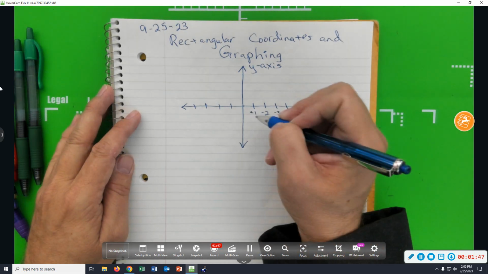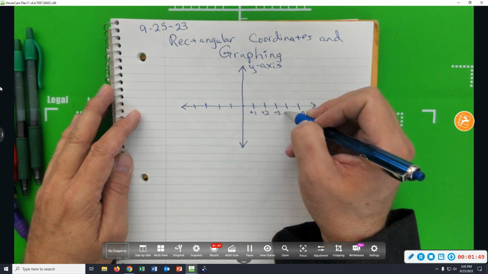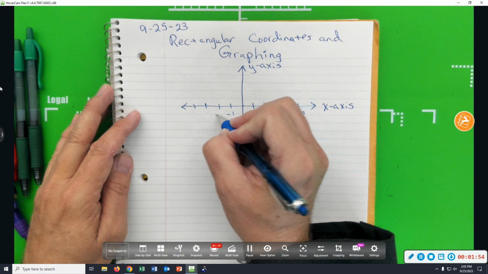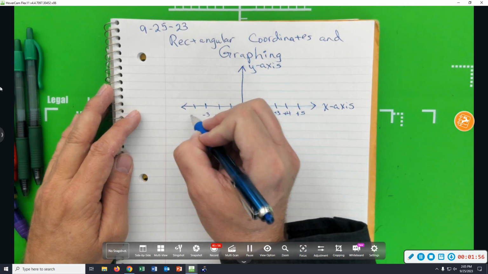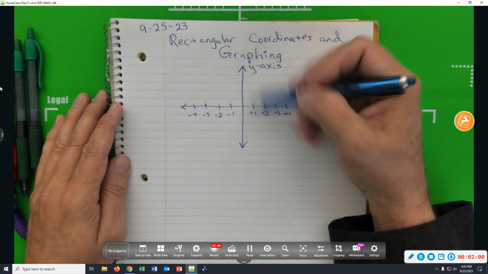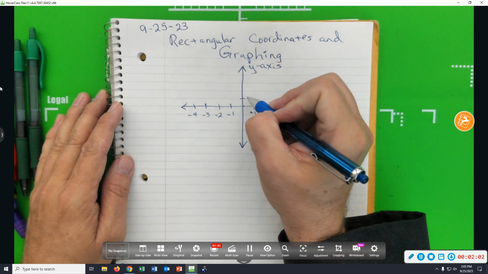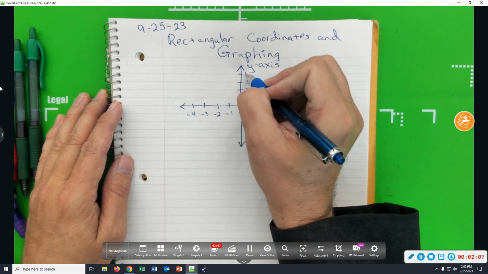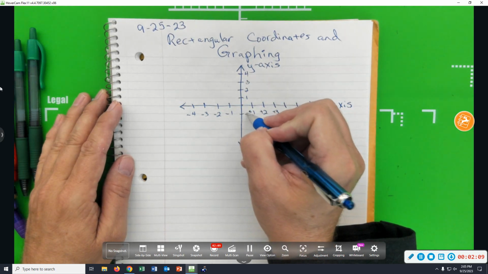Oh, what am I doing? Those are positives. To the left is negative. I think I said it right. I don't know what I was writing down. On the vertical number line, up is positive. Down is negative.